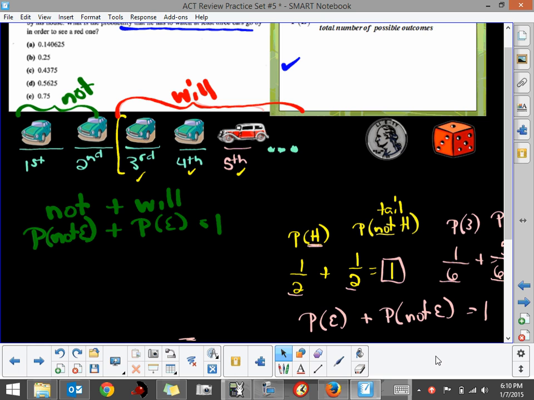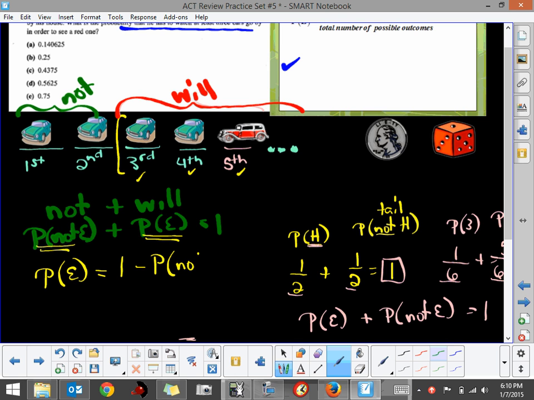Since it's awfully difficult for us to calculate the probability of the event that we do want to have happen, let's calculate the probability that our event will not happen. And to do that, the probability that our event will happen will equal 1 minus the probability that our event will not happen. So we do not want E to happen.